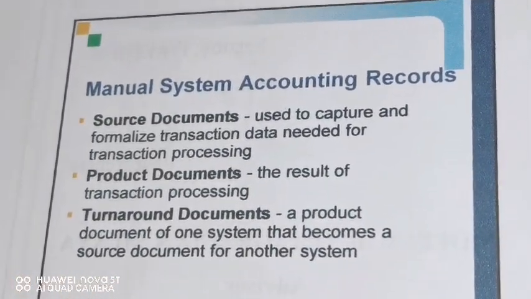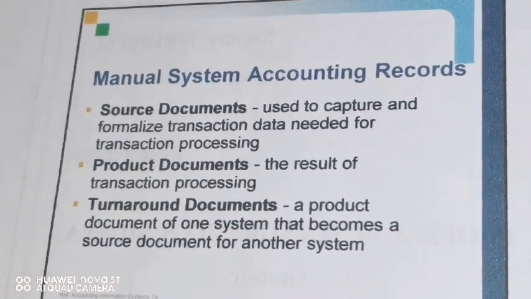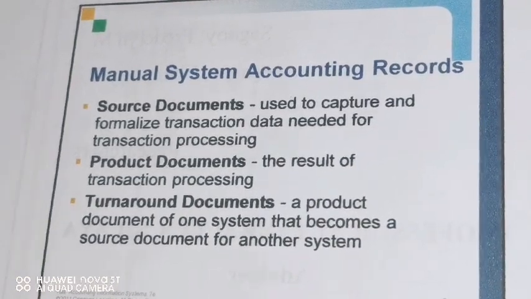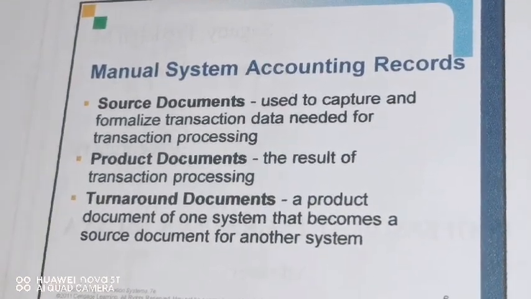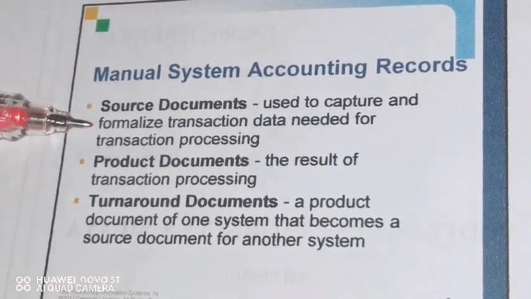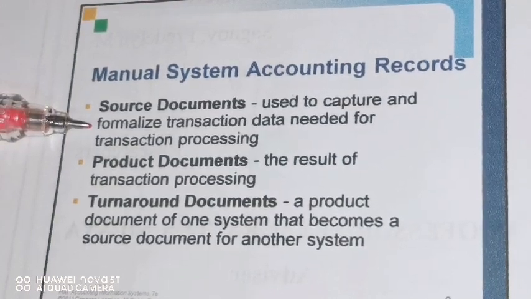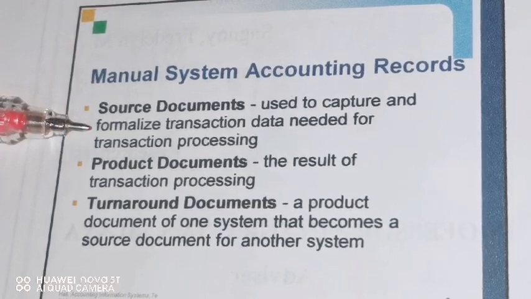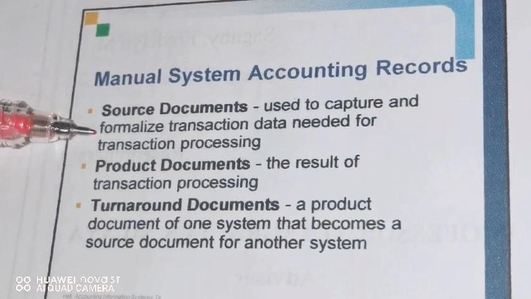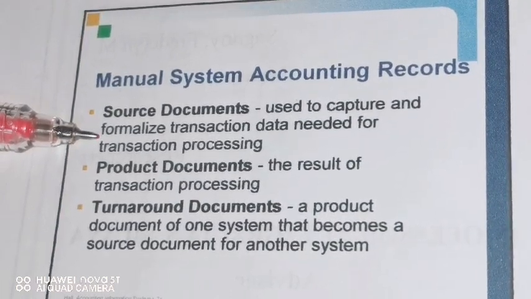Okay. The next one is the manual accounting records. You are very much familiar with this. But we have to identify ano ba itong source documents, product documents, and turnaround documents. So, itong source document, you're familiar with this because you've encountered this one in your basic accounting. So, 'di ba, sa mababaw na salita, ito yung pinagbabasihan natin ng economic transaction na nire-record natin.